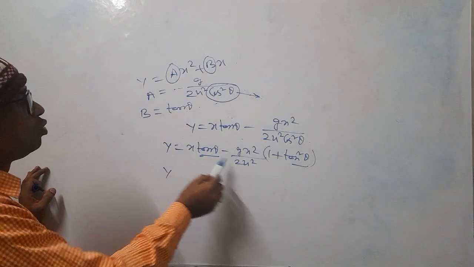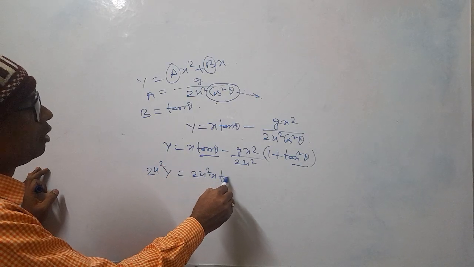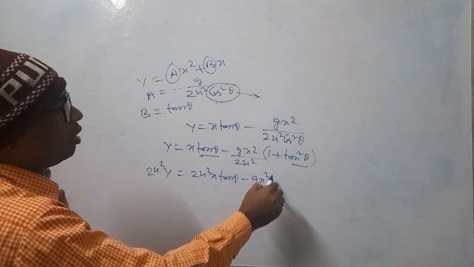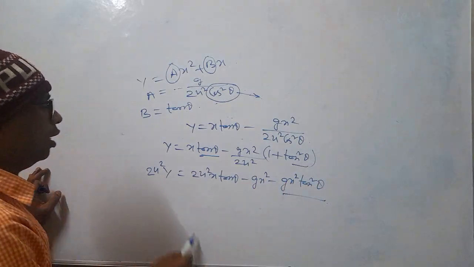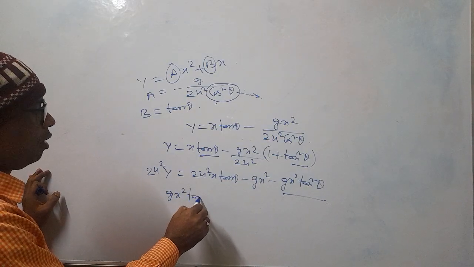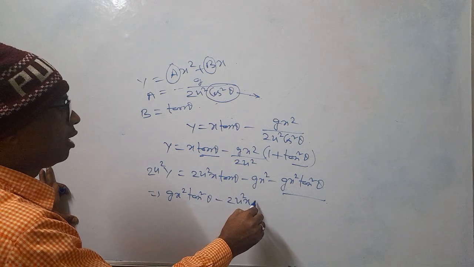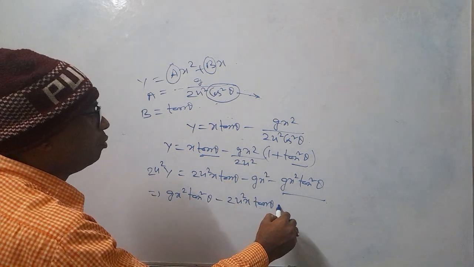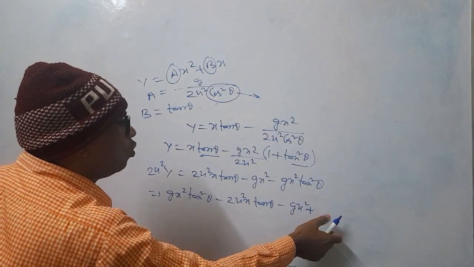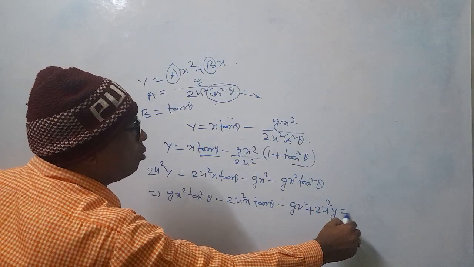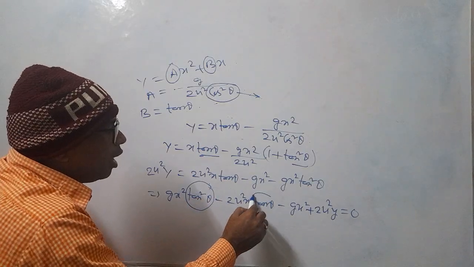Multiplying by 2u square, 2u square y equals 2u square x tan theta minus g x square into 1 plus tan square theta. Rearranging, g x square tan square theta minus 2u square x tan theta plus g x square plus 2u square y equals 0. Hmm, more precisely, g x square tan square theta minus 2u square x tan theta plus (g x square minus 2u square y) equals 0. That is the quadratic equation in tan theta.